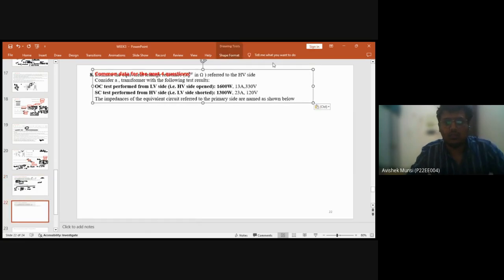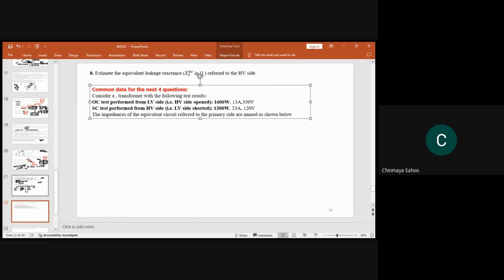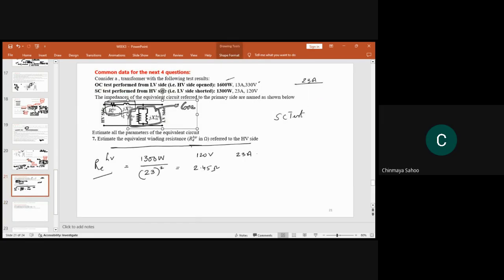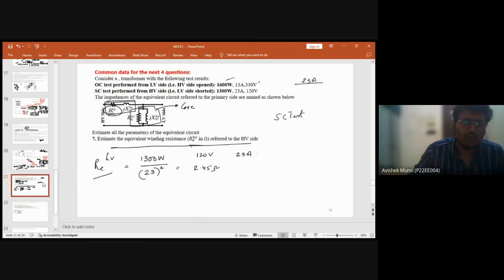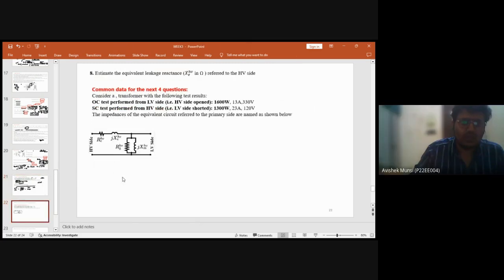Right. Now, next question, we have to calculate Xe, which is also a series component. A student asks: Sir, why is the short circuit side taken in the seventh question? This one, right? I'm saying it is Xc. If you see the equivalent diagram of a transformer, then this will represent the core. Let me use a different color. This will determine the core of the transformer, right?